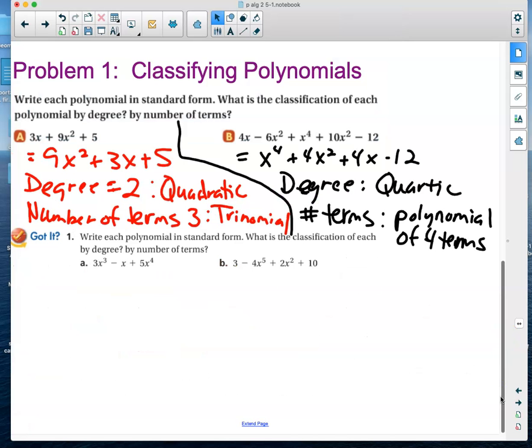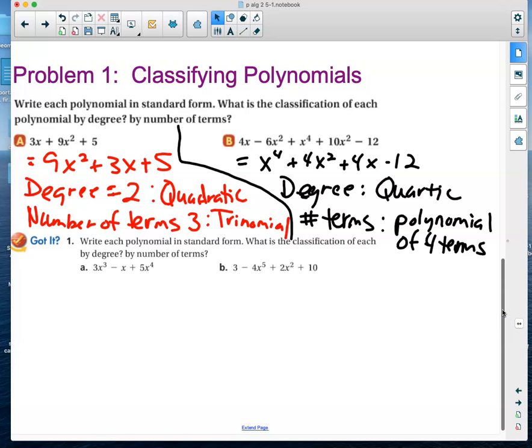Alrighty. Write each polynomial in standard form, and then again, what's its name? Classify it by degree and by its number of terms. Go ahead and do that for 1A and 1B, and then I will ask you to help me.